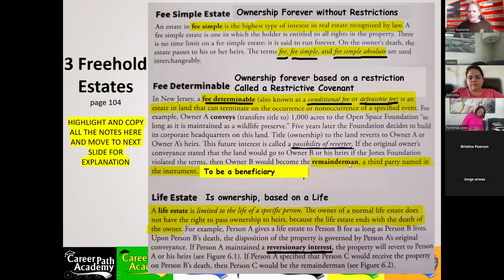What is a remainder man? It's a third party named in an instrument, a document, to be a beneficiary. So that's what a remainder man is: a third party named in an instrument. Instrument's a fancy word for a document, to be a beneficiary. So after the dog, if any third person was mentioned in the will, that was a remainder man, right? Correct. Okay.